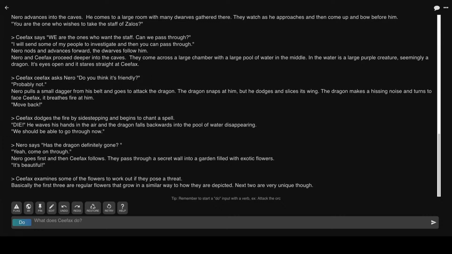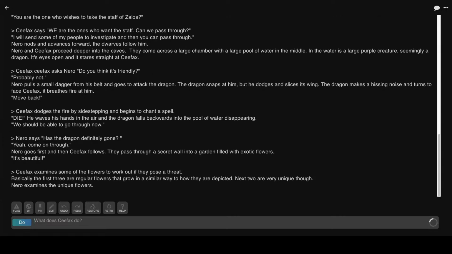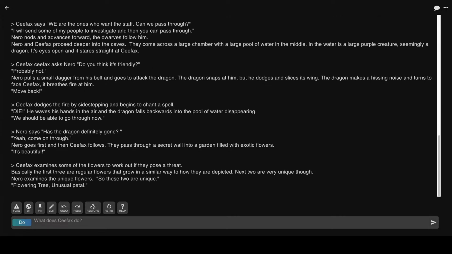Basically, the first three are regular flowers that grow in a similar way to how they are depicted. The next two are very unique, though. Okay, so I think Nero is going to examine the unique flowers. So Nero examines the unique flowers. So these two are unique. Flowering tree, unusual petal. So I assume that's Nero narrating what he's looking at.